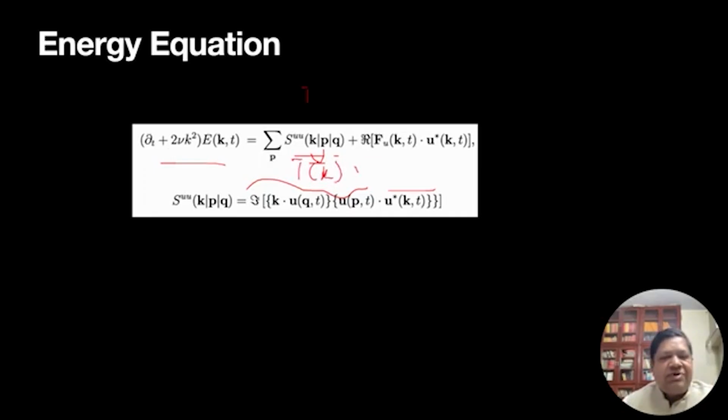Pressure is not appearing here. When I take a dot product, the pressure goes away. And ignore this, forcing is not in the inertial range, so we ignore it. So we need to compute properties of this object.